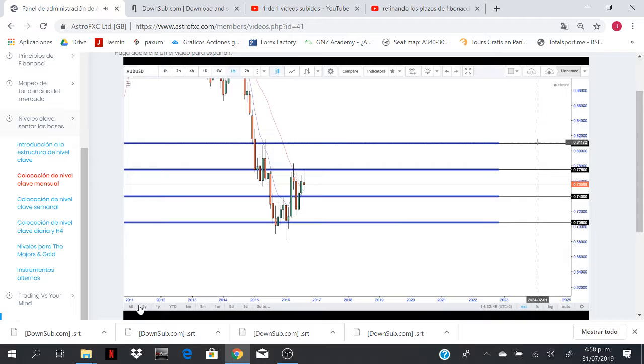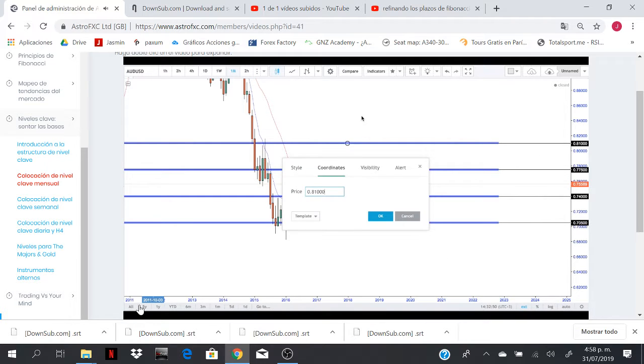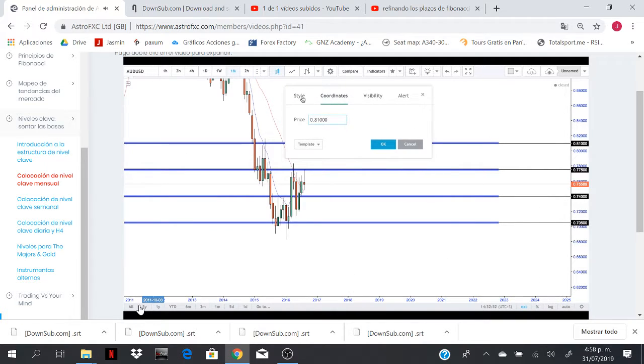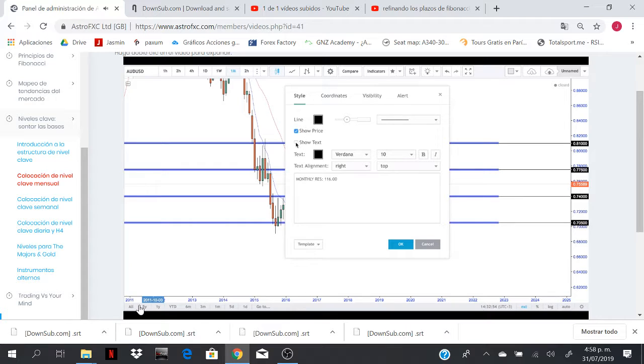these. So we actually click the black line and we go to the cog. Now we go to style, and this is in the book as well. We want to click show text. As you can see there, this has just popped up. So this is monthly resistance, and the level is 0.8100.